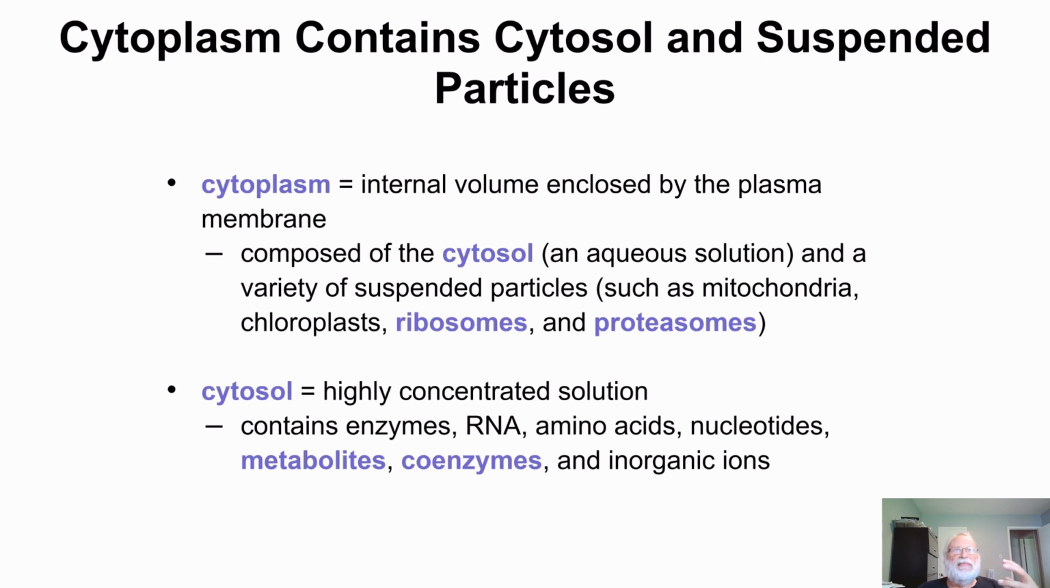Now the cytoplasm is the volume that's held inside the plasma membrane. It's composed of cytosol, which is an aqueous liquid, and it has a bunch of suspended particles, some of them as large as mitochondria, ribosomes, and proteasomes, but it has smaller substructures as well. Cytosol is the concentrated solution that contains the enzymes, RNA, amino acids, and nucleotides. There's just a little bit of difference there. Cytoplasm is the whole thing, and the cytosol is just that concentrated liquid.